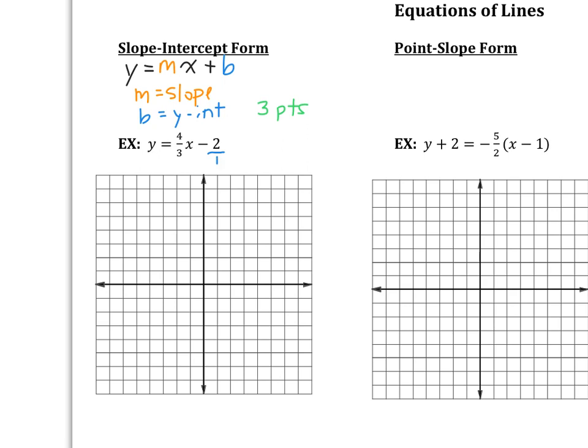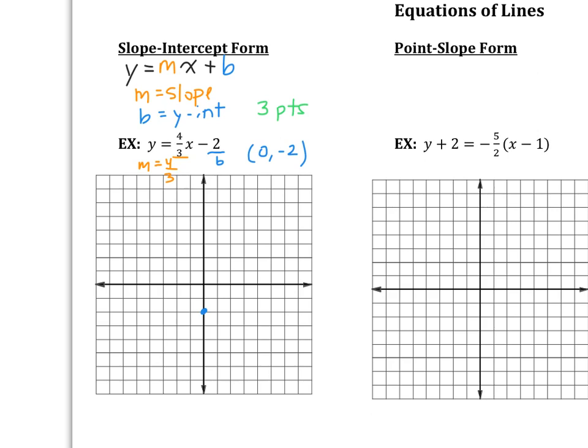-2 is our y-intercept, so we can think of it as the point 0, -2. And we could go ahead and plot that. So that's down here. And now we have our slope, which is 4/3. So m is 4/3. So now we're just going to count up and over. Now remember, our slope is positive, so picture what that line should look like.